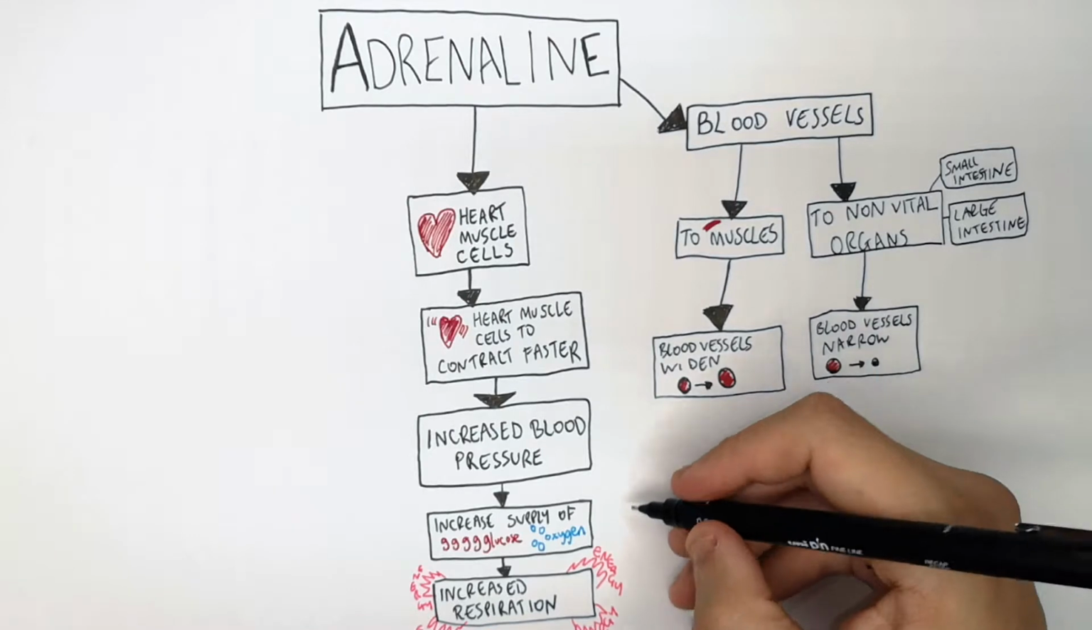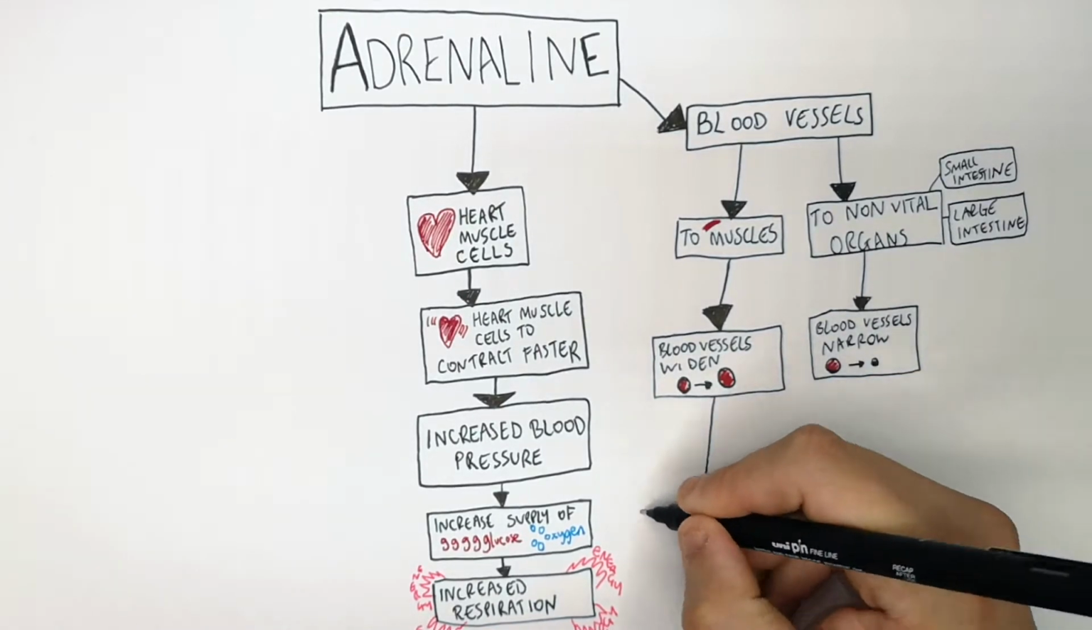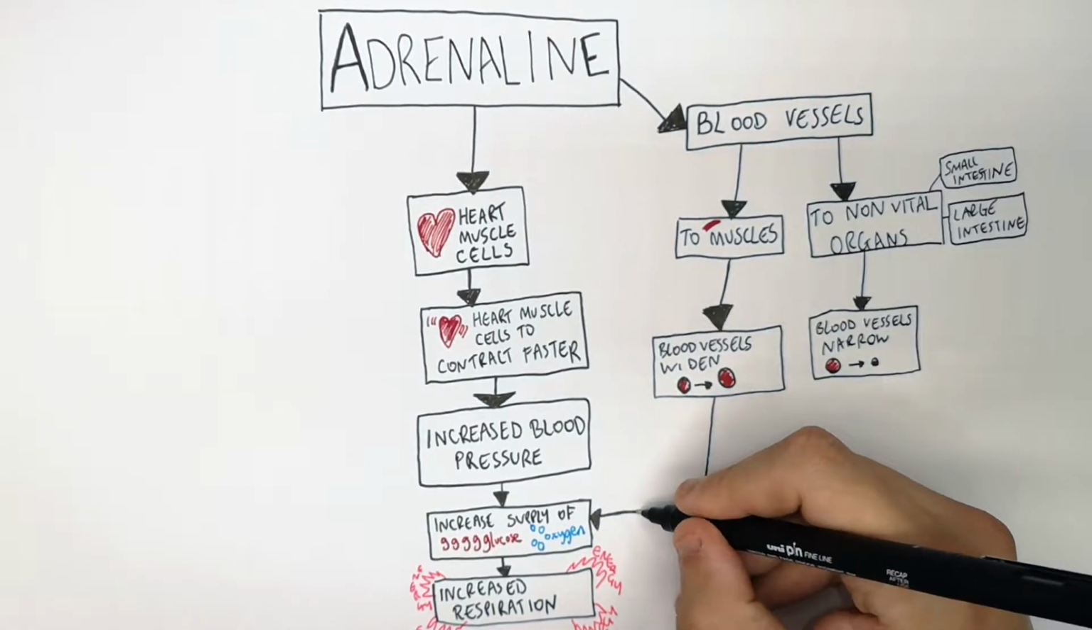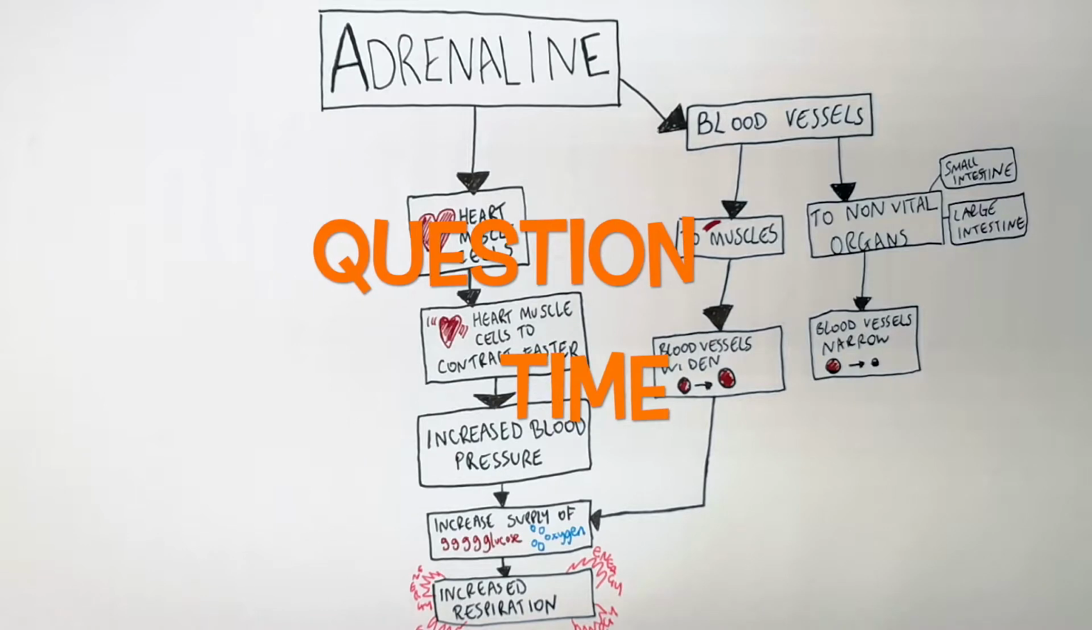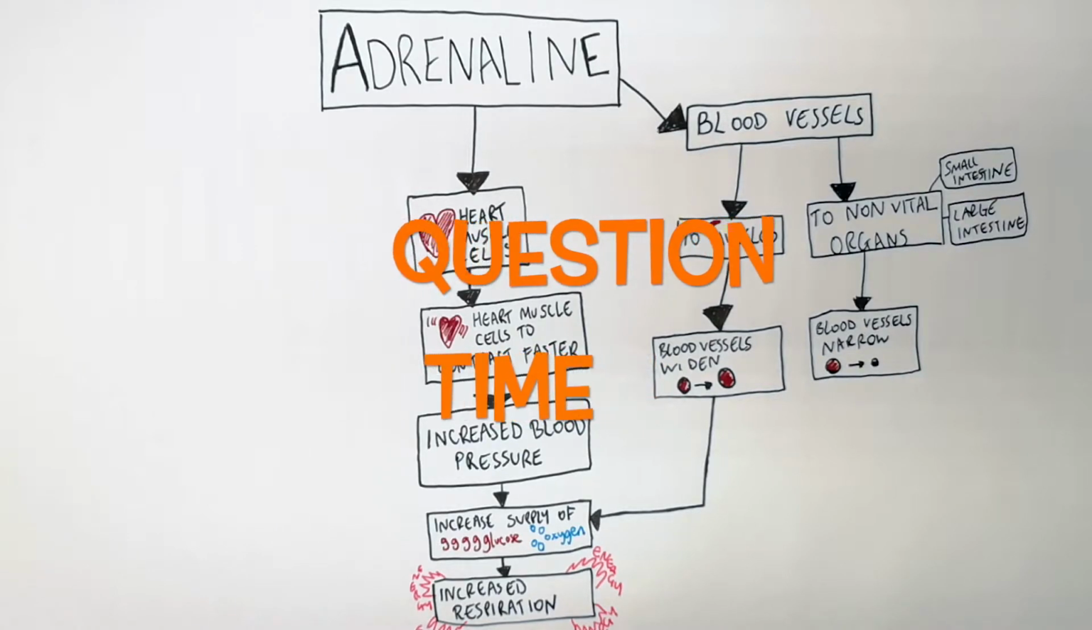This will maximize blood flow to respiring muscle cells. So this will increase the volume of glucose and oxygen being supplied to your respiring cells. It's question time. Attempt these questions to check your understanding.